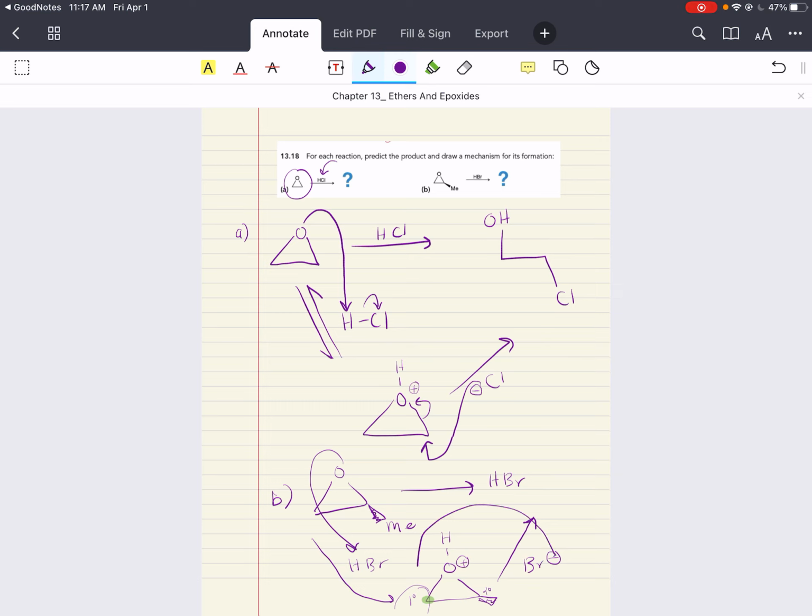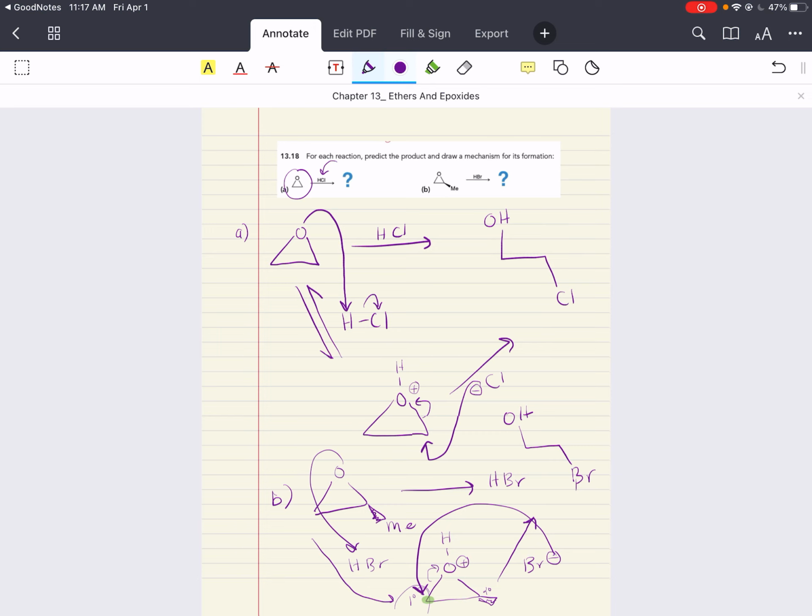So our bromine will come and attack right here. This will break up, and what we get as a product is something that looks like this. I don't draw these lines as appropriately as I should for a bond, forgive me. And boom, there we go.